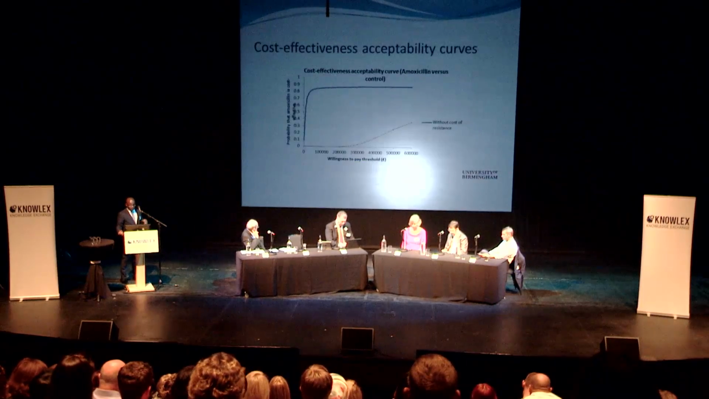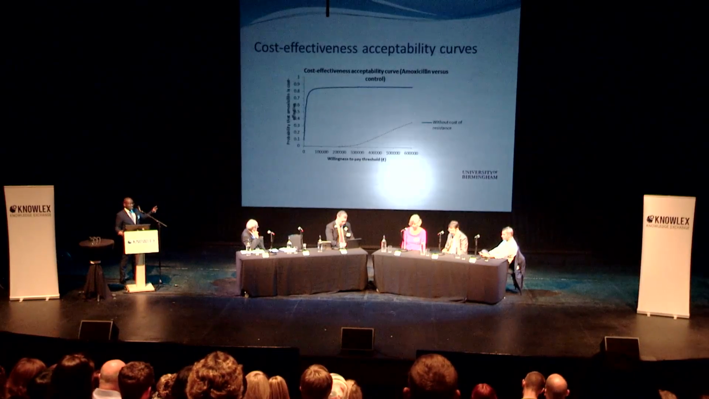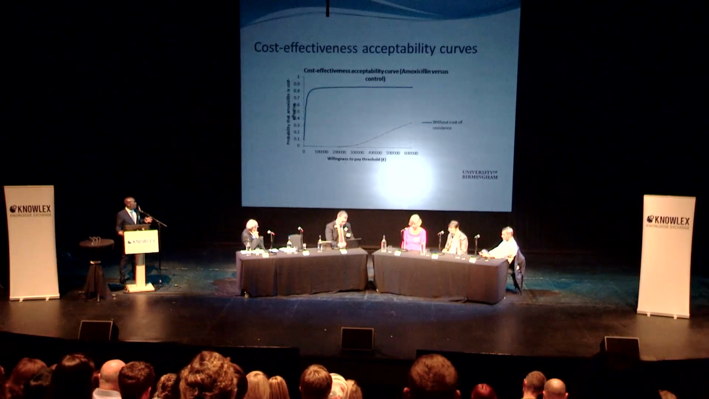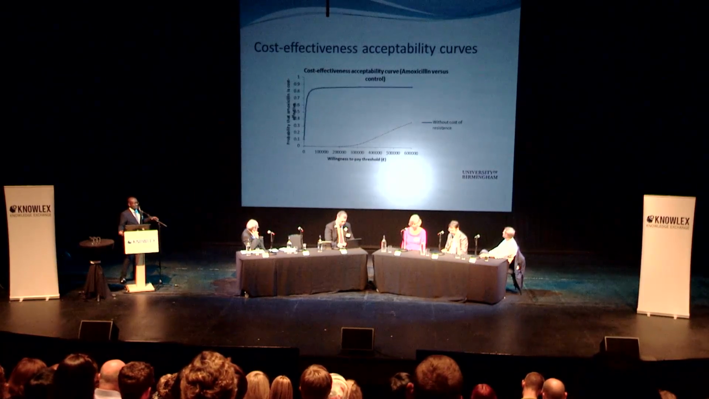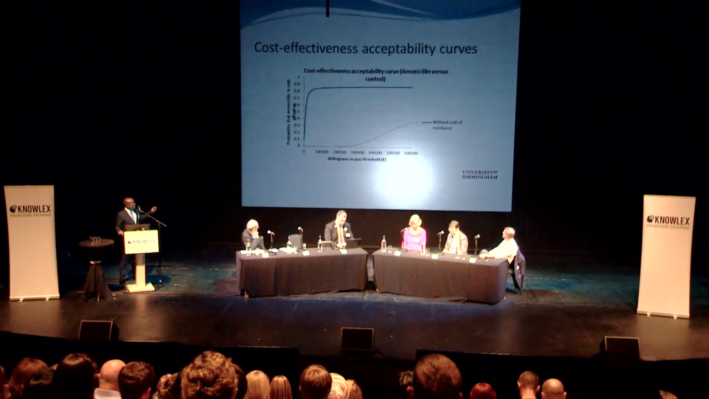Okay, so it showed that including the cost of resistance in your analysis could make a difference to the results. And looking at the cost effectiveness acceptability curves, which show you the probability of the intervention being cost effective at different willingness to pay thresholds: without the cost of resistance, we can see that it appeared to be very cost effective. And when we included the cost of resistance, the probability of amoxicillin being cost effective was reduced. Okay, so this is just the curve for the global data.